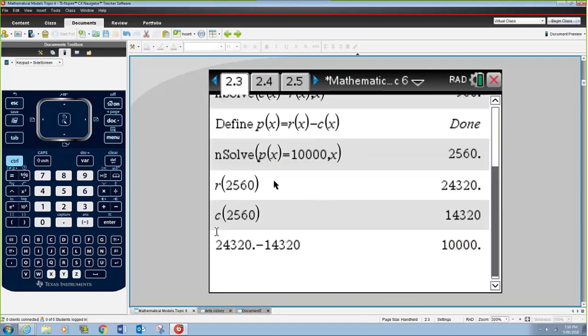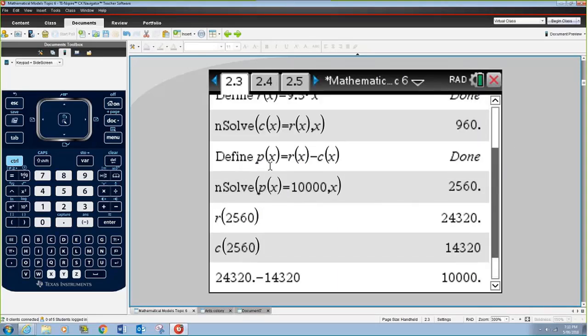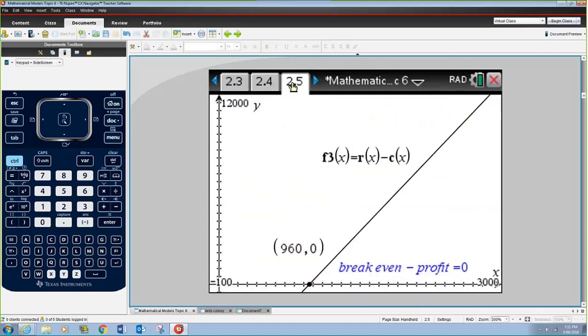And we can also check solving the profit function, as I did here. Define profit as revenue minus cost, and solving for 10,000 because that's what the question was asking. So we need to solve that many books, then the revenue is 24,320. That's the cost, and the difference is 10,000. So these are the typical linear models questions.